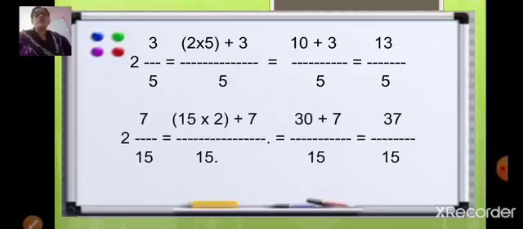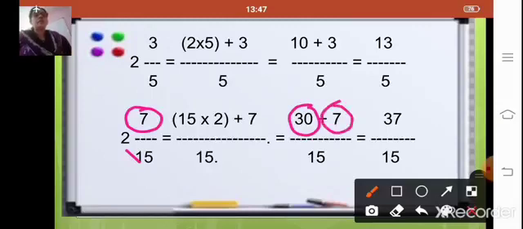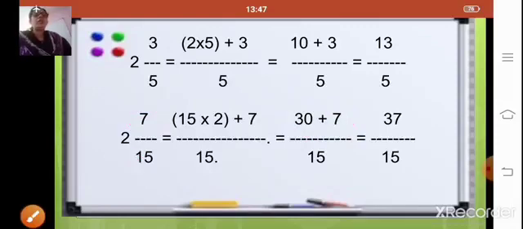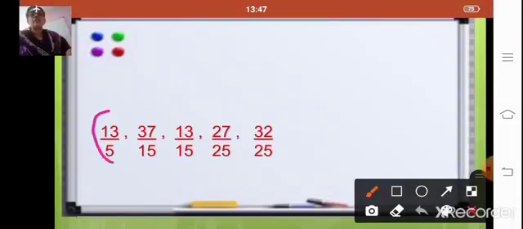The second one is 2 7 upon 15. In the same way, that is 15 into 2 plus 7. 15 twos are 30, plus 7 upon 15, the denominator. So 30 plus 7 is 37 upon 15. The first fraction when you converted, you got 13 upon 5, and the second mixed fraction when you converted, you got 37 upon 15.